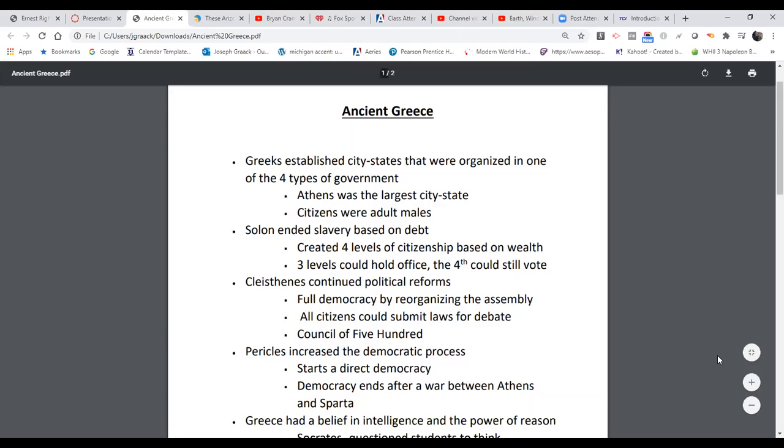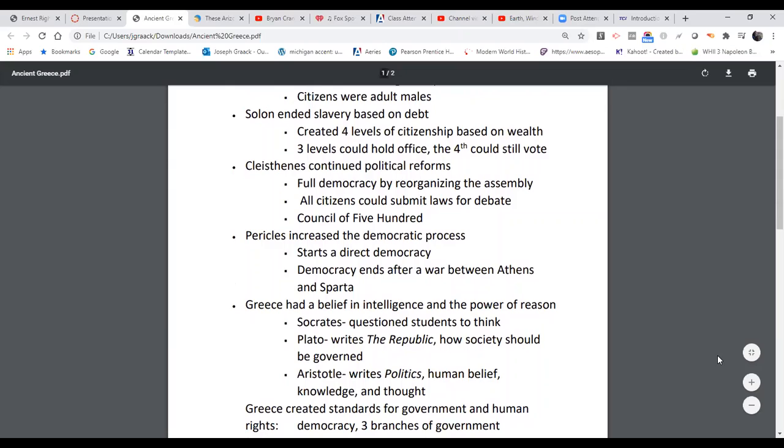All right. The next Greek leader, Cleisthenes, continued political reforms. Full democracy by reorganizing the assembly. All citizens submit laws for debate. Then there was a council of 500. So if you were male, you could submit laws. They had a box. You would put your suggestions in the box, similar to what they had in ancient Italy.